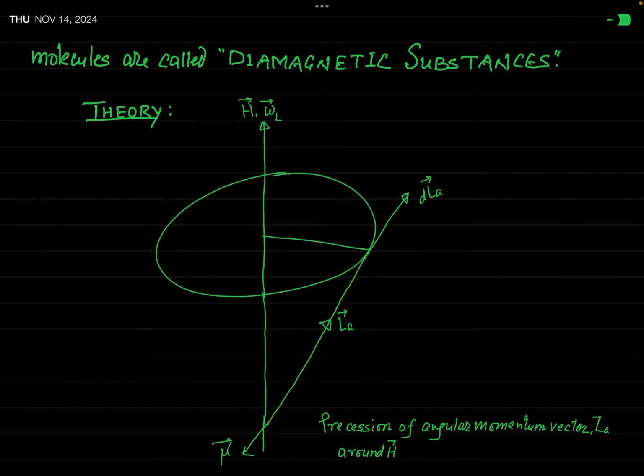Since any orientation of electronic orbits with respect to the applied field direction is possible, we can take the angular momentum vector L_A, where the subscript A represents the atom, in any arbitrary direction relative to this magnetic field H, as you can see in this figure.